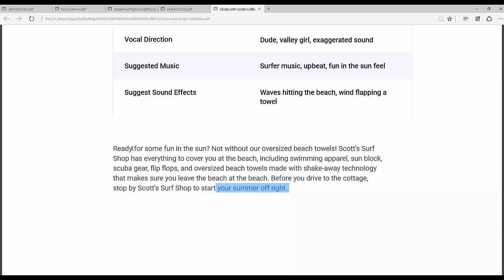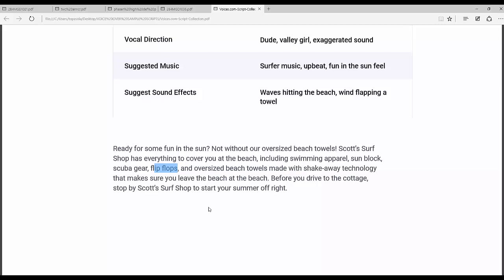All right. So let's go over it again. Ready for some fun in the sun, not without our oversized beach towels. So this is an exclamation mark. You're ready for some fun, but not without our oversized beach towels. Scott's Soft Shop, okay? Don't forget that. Has everything to cover you at the beach, including swimming apparel, sunblock, scuba gear, flip-flops, and oversized beach towels made with shake-away technology that makes you leave the beach at the beach. Before you drive to the cottage, stop by at Scott's Soft Shop to start your summer off right.